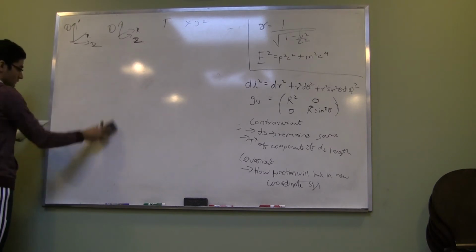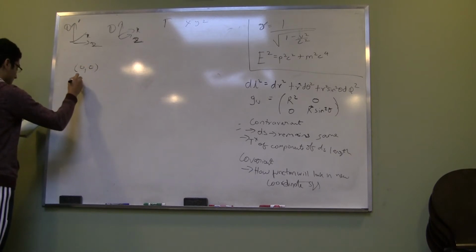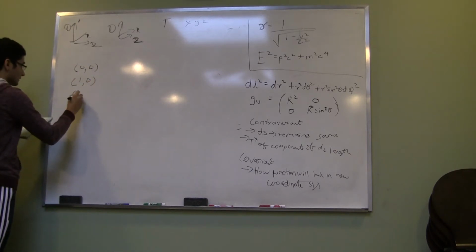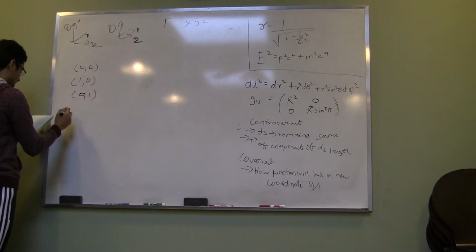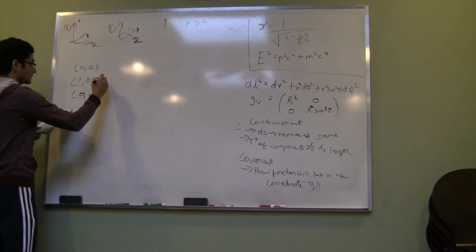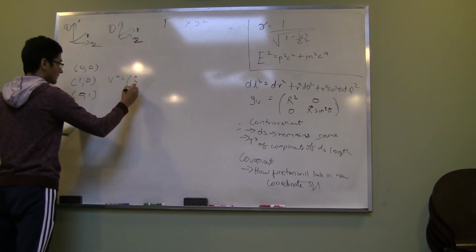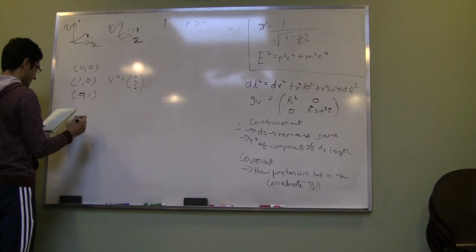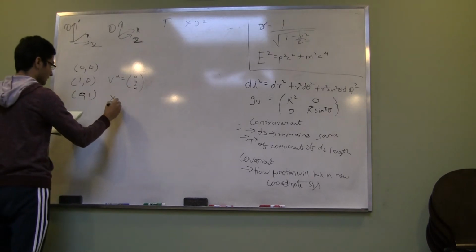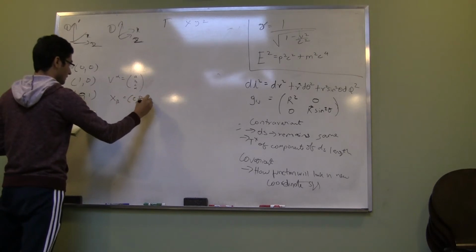If there is a tensor and this is rank 0, 0 is scalar. This is contravariant. This is covariant. And as you said, this will be column. This will be V alpha: A, B, C, D. And this will be X beta equal to E, F, G, H.